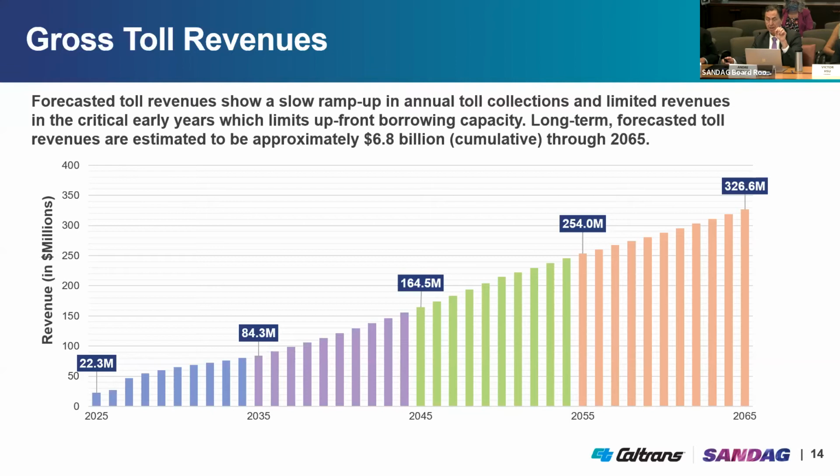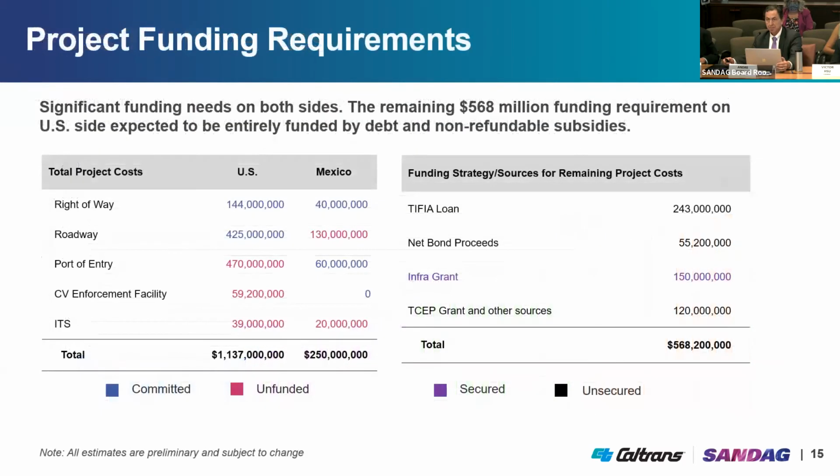And that is, do we have sufficient revenues to pay off the debt in the first 5 years or so, which I'll touch on a little bit later. But for now, I just want to look at our updated project costs and our funding requirements.